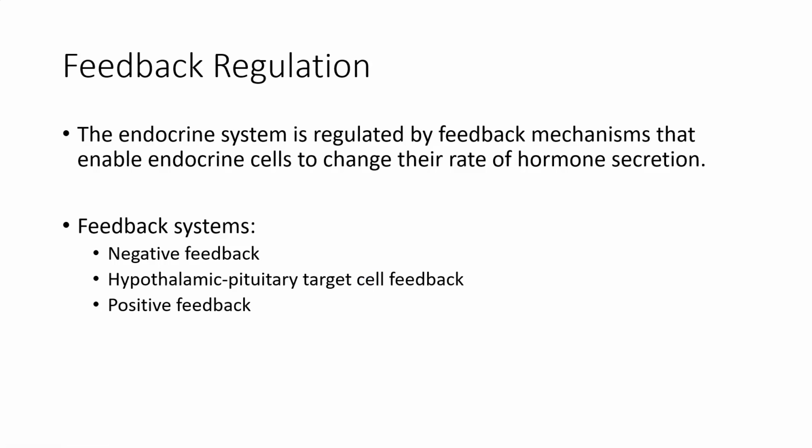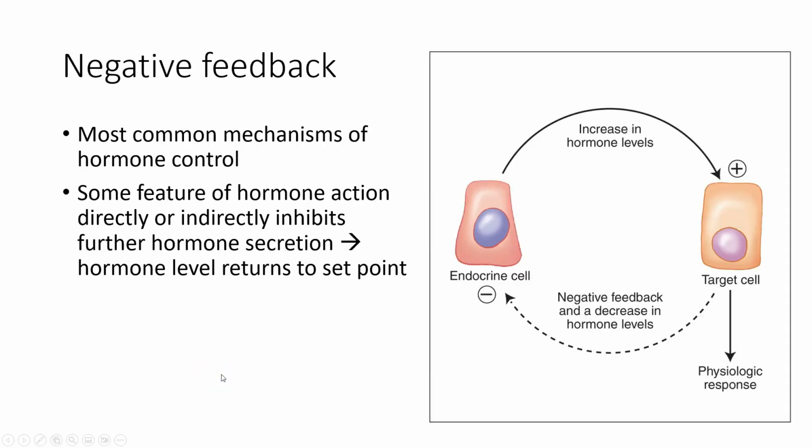Our endocrine system is regulated by feedback mechanisms, and this helps to regulate our endocrine cells so they can change their rate of hormone secretion to help maintain homeostasis. Our feedback systems include negative feedback, hypothalamic-pituitary target cell feedback, and positive feedback.